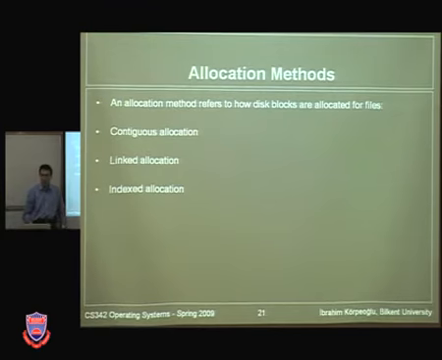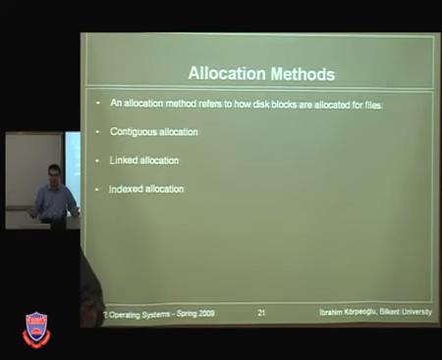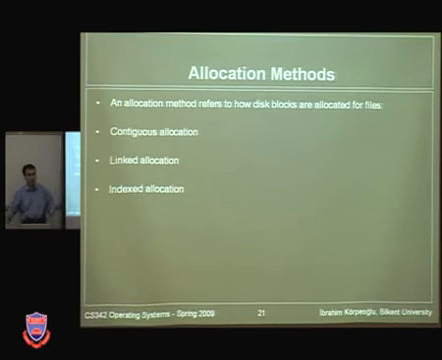Okay? Initially, it may be enough to allocate just one block to a file. But when the file grows, you need to allocate some other blocks. The question is which block you will allocate. A contiguous block, the next block. If the next block is full, then what can you do, and so on, okay? So these are the issues. So basically we will talk about the allocation methods. An allocation method is how disk blocks are allocated to files. So we will see three basic allocation methods: contiguous allocation, linked allocation, and index allocation.